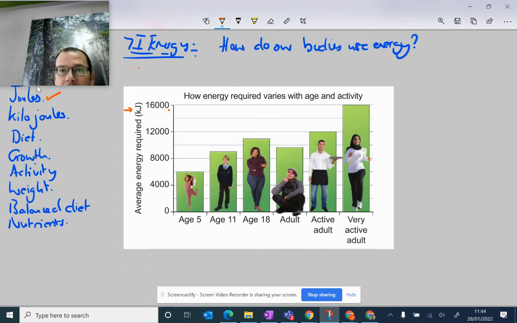So 1 kilojoule equals 1,000 joules. So it's just a way to keep us from writing too many zeros, basically making these numbers smaller. So you can see we consume a lot of energy through food. So the food we eat, our cells release the energy from that food in a process called respiration.